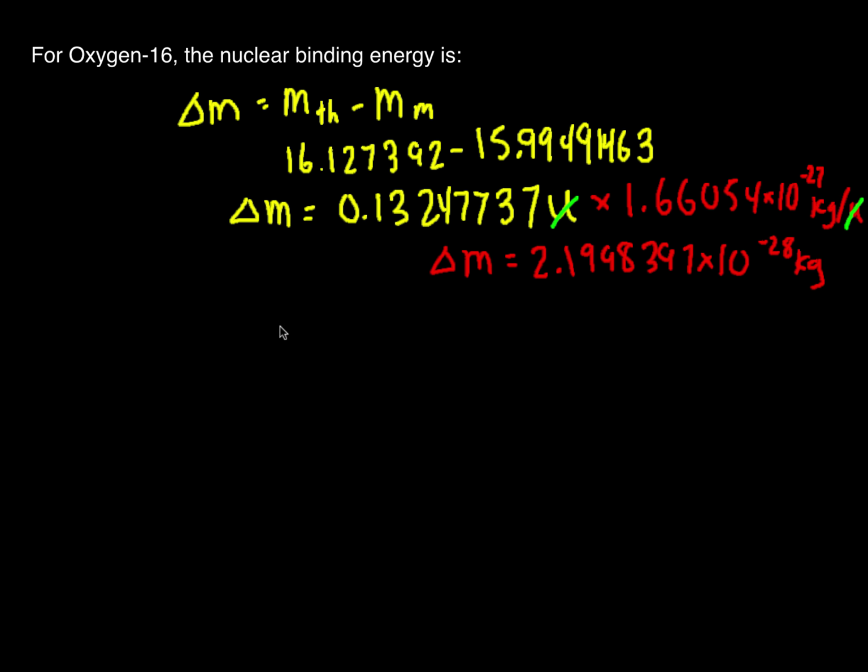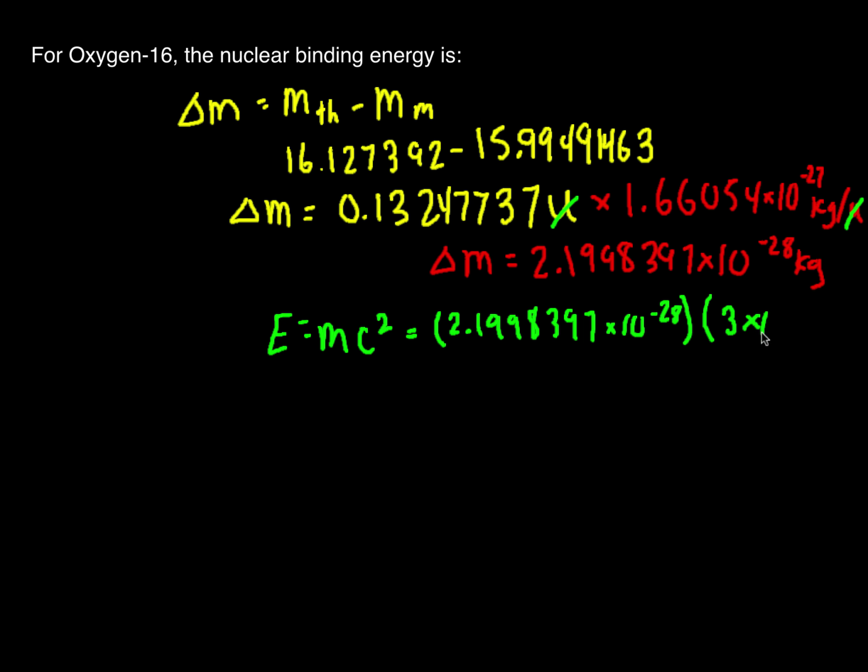Next, we use Einstein's equation, E equals mc squared, to find the mass defect in terms of energy. This is 2.1998397 times 10 to the negative 28 kilograms times the speed of light squared, which is 3 times 10 to the 8 squared. This gives us an energy equal to 1.979856 times 10 to the negative 11 joules.